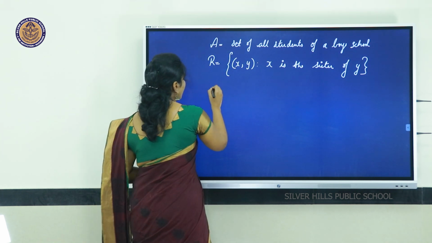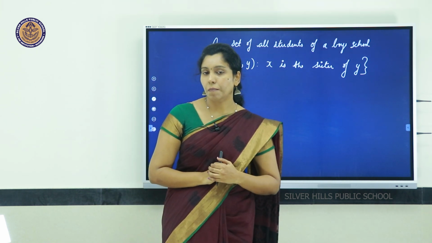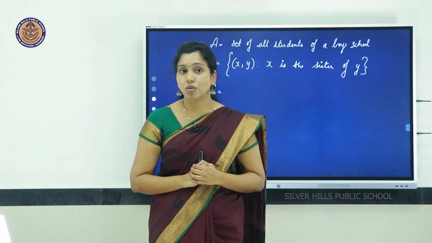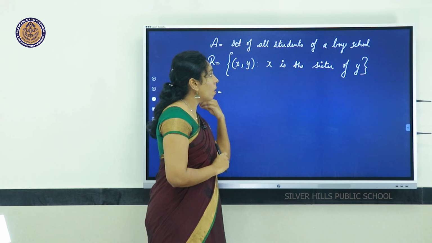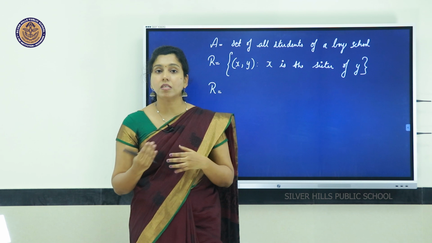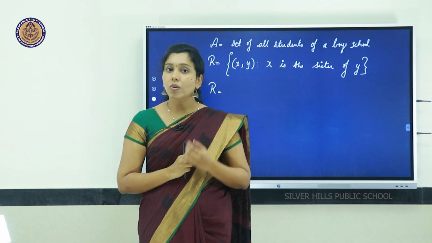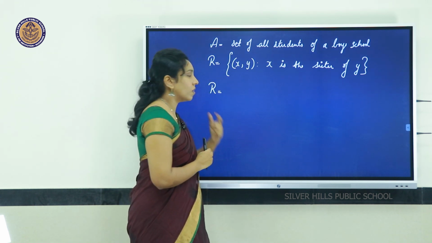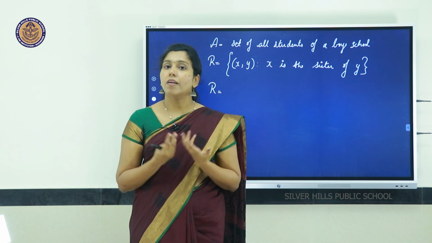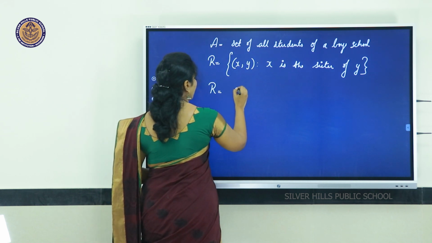So how many members will come in this relation R? Can I include any members here? What is our set? The collection of all students of a boys' school. A boys' school means all the students will be boys, and here the relation is sister of. The word sister is associated with girls, right? So I cannot include a single member in this relation. So what do I conclude? My relation has no members, or my relation is empty. So I would write R is equal to φ.